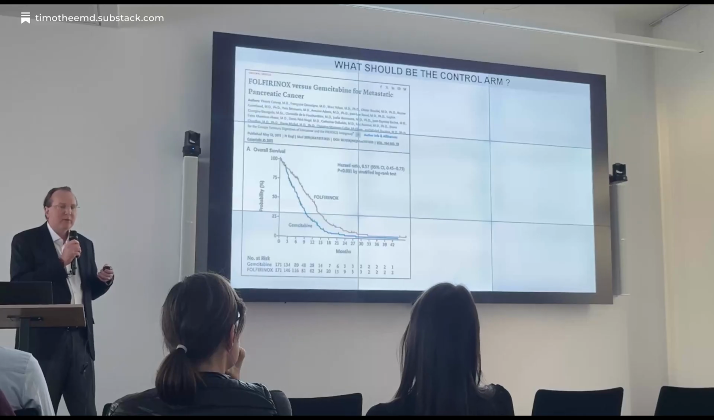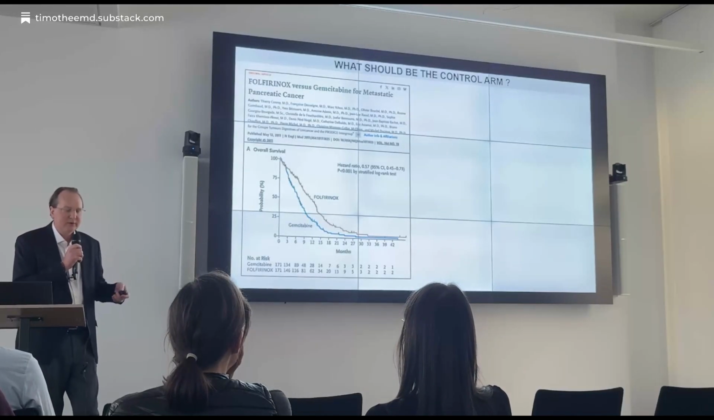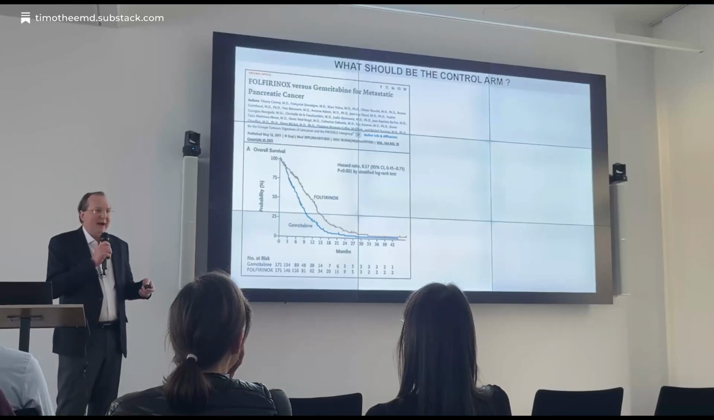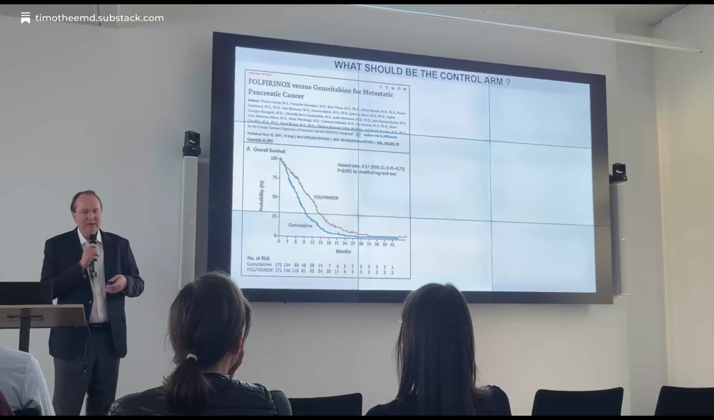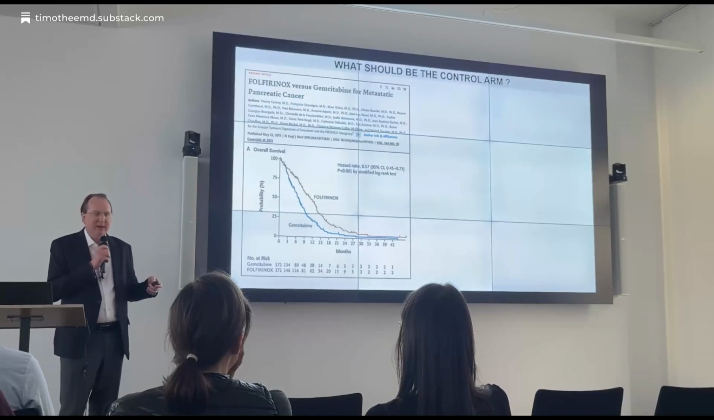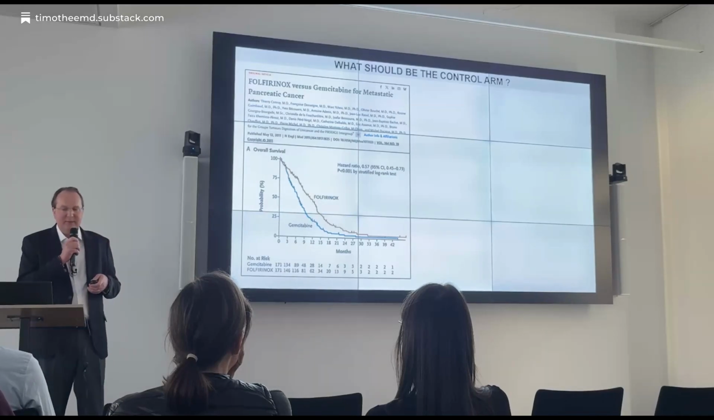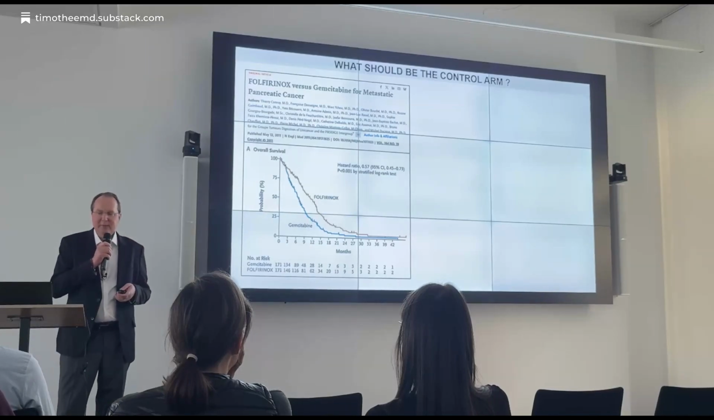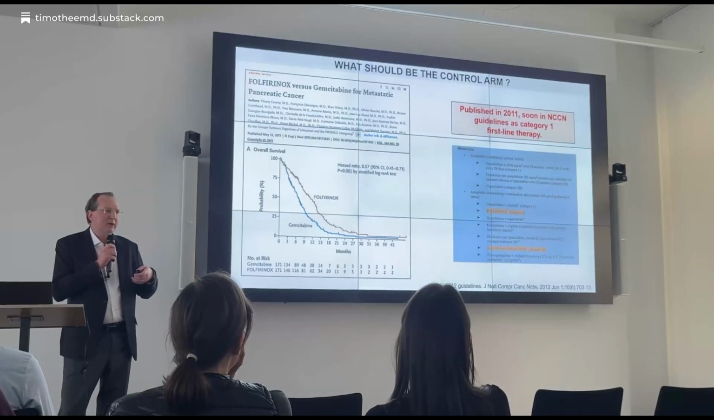First I want to give an example of a straightforward suboptimal control arm. The control arm ideally should be the best standard of care for patients that you are enrolling in your clinical trial. Here, it's a study in patients with metastatic pancreatic cancer, first-line therapy, FOLFIRINOX against gemcitabine. This trial was very well known, showed an overall survival benefit, and led to adoption in the community.